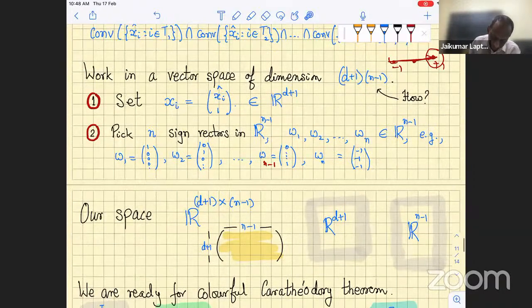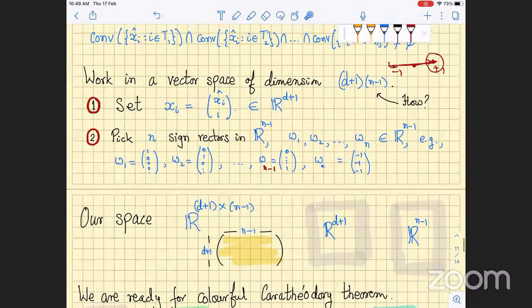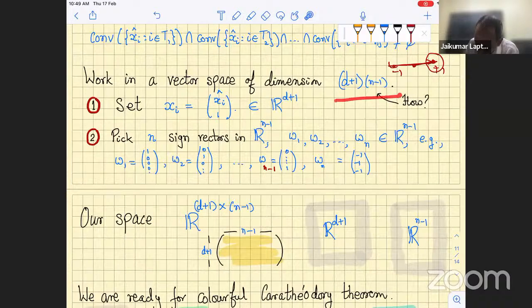So we've got a space of dimension d plus 1 and a space of dimension n minus 1. And we are going to work in a space of dimension d plus 1 times n minus 1. How? Consider all matrices which have d plus 1 rows and n minus 1 columns. What is the dimension of this space? D plus 1 times n minus 1.